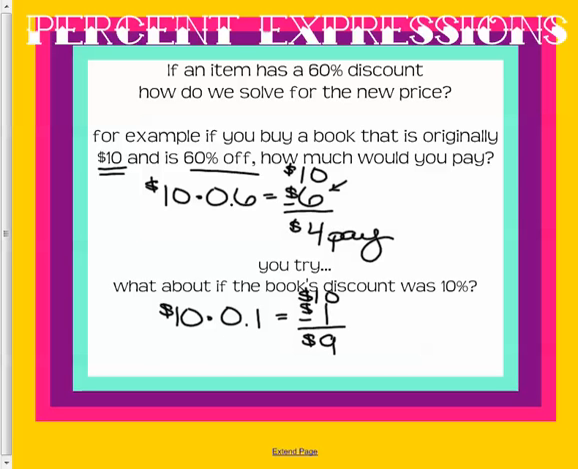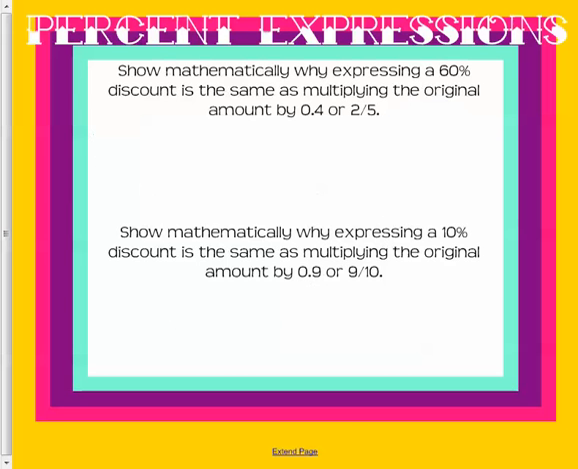There's another trick that you can use to do this. And the way we explain it is that if I am trying to figure out how much I pay, I can figure out the percent that I'm paying. For example, mathematically expressing a 60% off discount is the same as multiplying my original amount by 0.4 or 2/5. The reason why it works for both of these is because 4/10 and 2/5 are the same, because 2/5 is really 4/10.